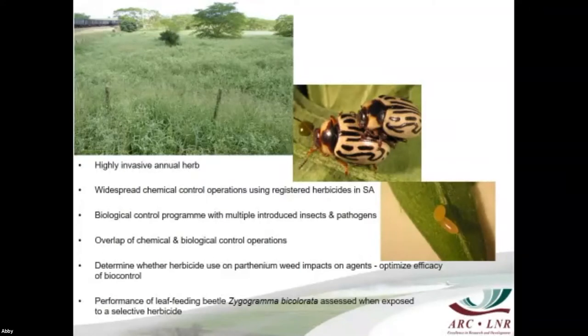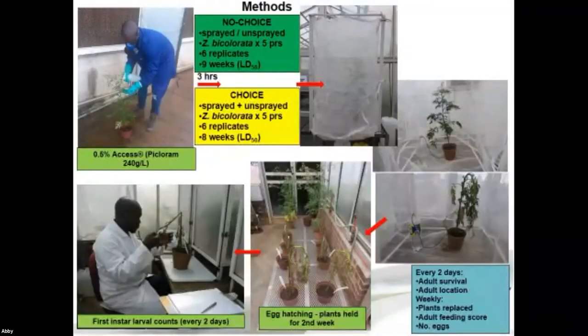Performance of a leaf feeding beetle, Zygogramma bicolorata, was assessed when exposed to a selective herbicide, which is one of the registered herbicides in South Africa. It was assessed under no choice and choice tests, wherein we had sprayed plants and unsprayed plants, each with 5 pairs of Zygogramma bicolorata adults, replicated 6 times. All the trials were run until 50% of the adults on sprayed plants were dead. In the choice test, the insects had a choice between sprayed and unsprayed plants, but in no choice, the insects did not have a choice between a sprayed and unsprayed plant.